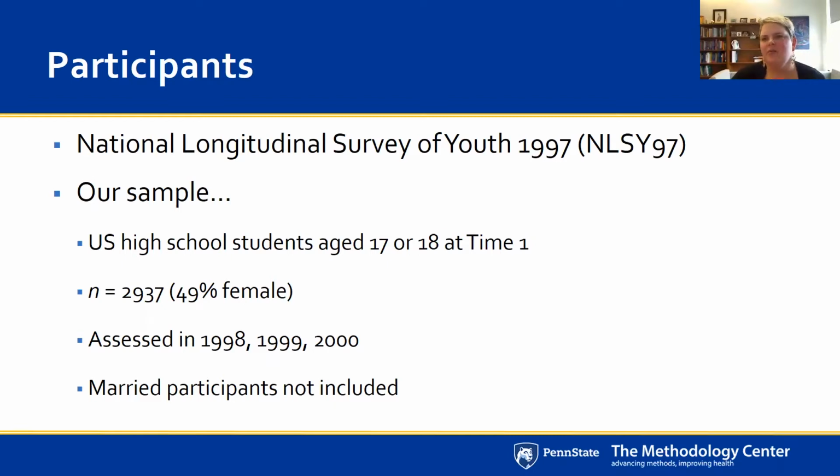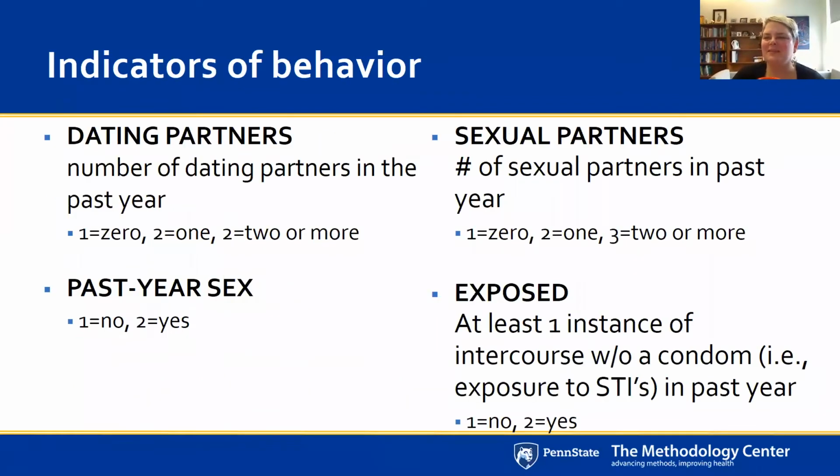We thought that if you were married at ages 17 or 18, probably your sexual risk-taking looked a bit different from the rest of the population. In this example, we used 4 indicators of dating and sexual risk behavior.